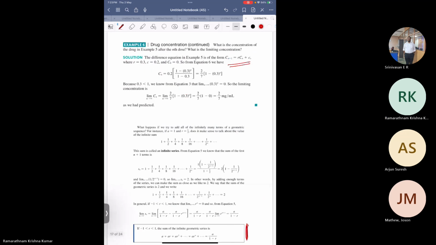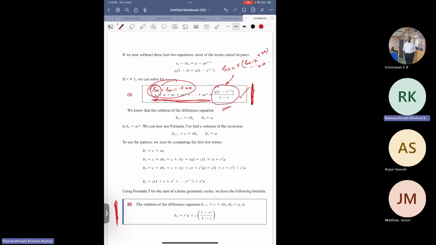Let's come back to this. So Cn plus 1 is equal to R Cn plus C. Now compare that with the previous equation. What is C actually? A. And what is S actually? C. So this equation is Sn plus 1 is equal to R Sn plus A. That is the equation. If this is the equation, then the Cn value is, look at that.